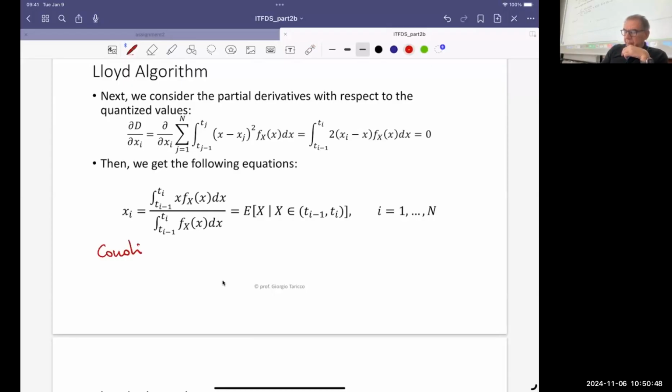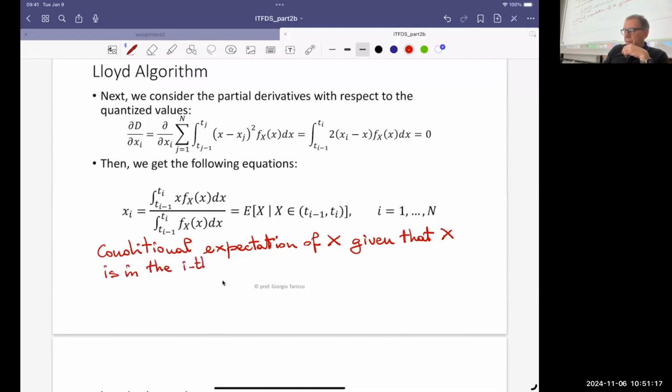Conditional expectation of x given that x is in the ith quantization interval.